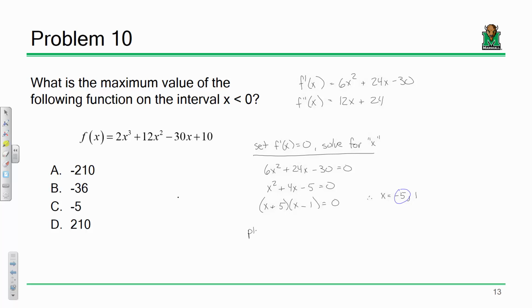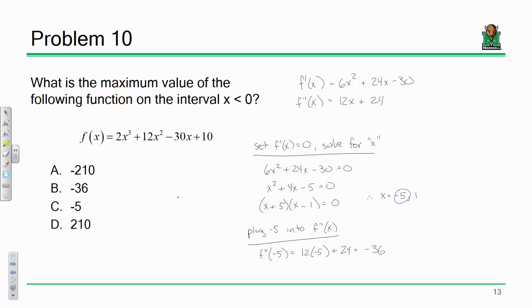So plug minus 5 into f double prime of x. So that's what? 32? Not negative 32? Wait. Negative 36. So what does that tell you? Somebody tell me, what does that tell you? It opens downward, so that point is a maximum, right?